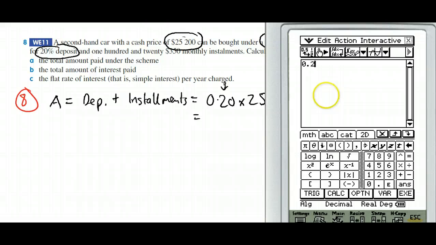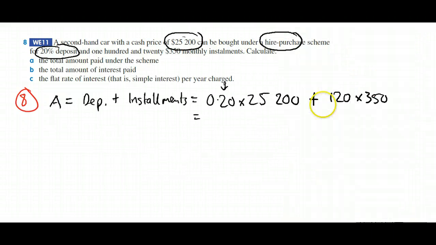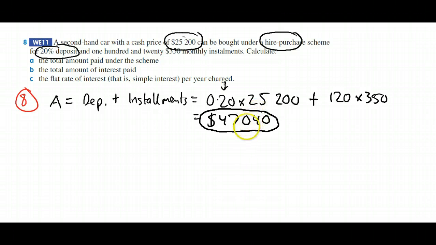So 0.2 times 25,200 gives us that, and then add 120 times 350, and altogether we get $47,040. That's how much we're going to have to pay under this hire purchase arrangement, which you can see is significantly more than the cash price of the car. You have to pay a lot more for the luxury of getting the car straight away but not paying for it up front. So that was part A.